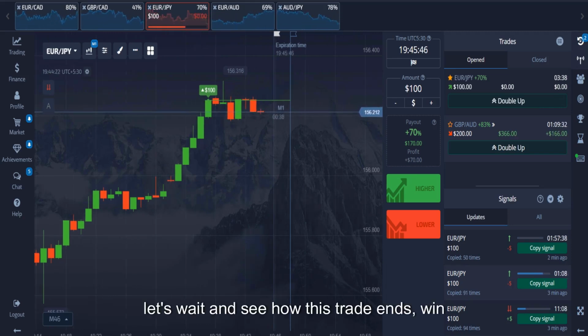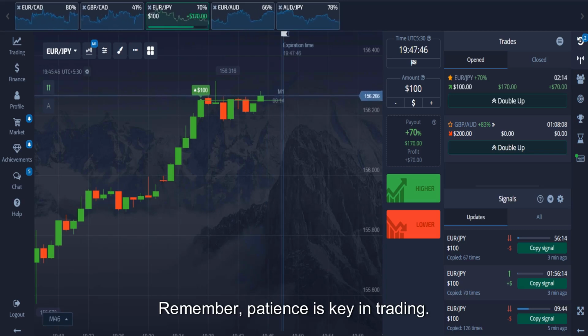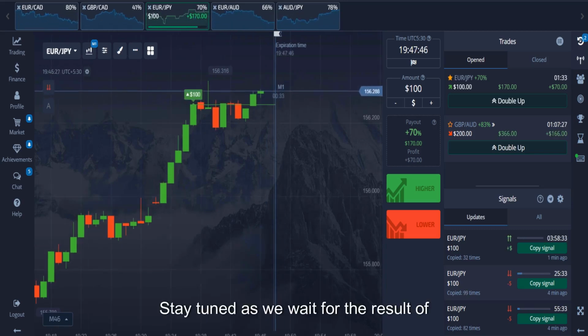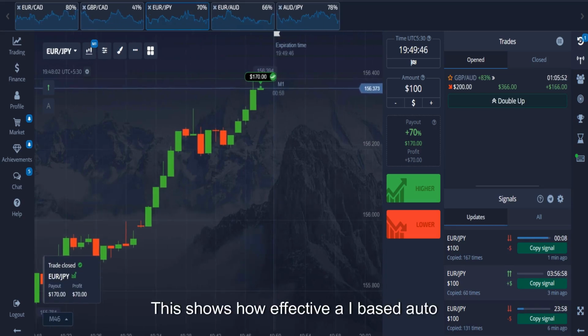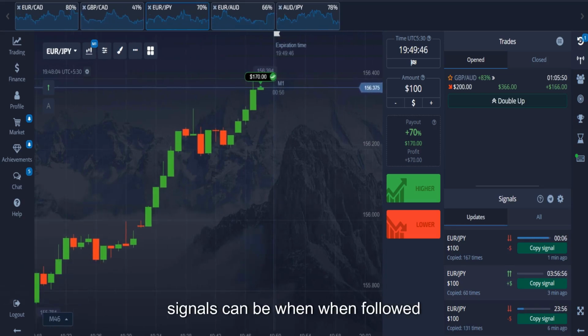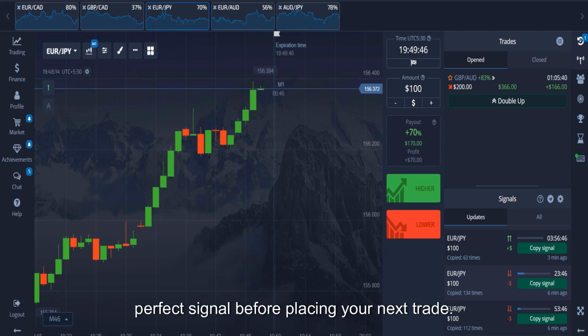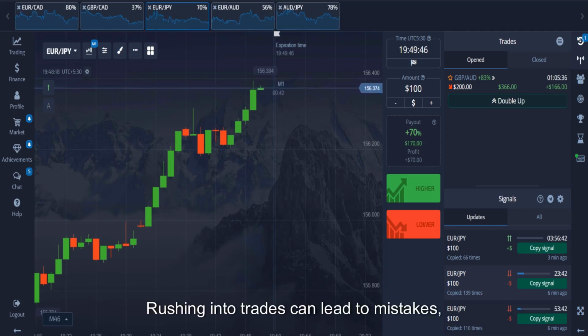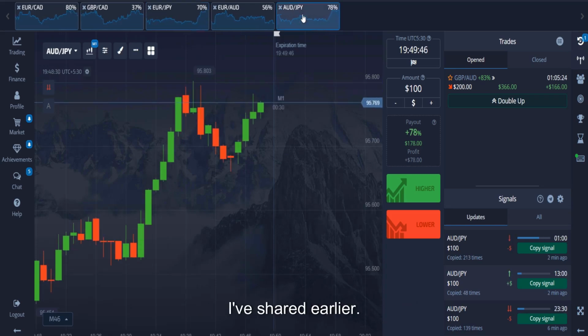Now, let's wait and see how this trade ends, win or loss. Remember, patience is key in trading. Stay tuned as we wait for the result of this trade. We have won this trade. This shows how effective AI-based auto signals can be when followed correctly. Always stay patient and wait for the perfect signal before placing your next trade. Rushing into trades can lead to mistakes, so it's important to follow the strategies I've shared earlier.